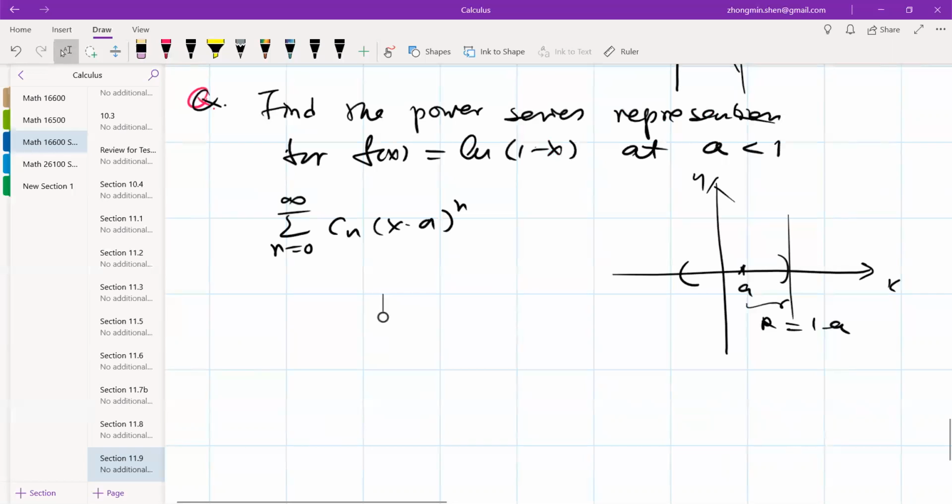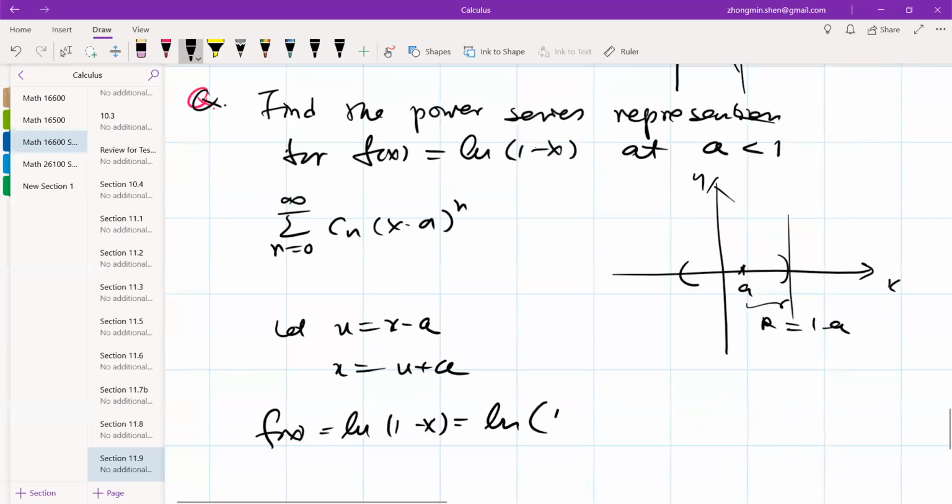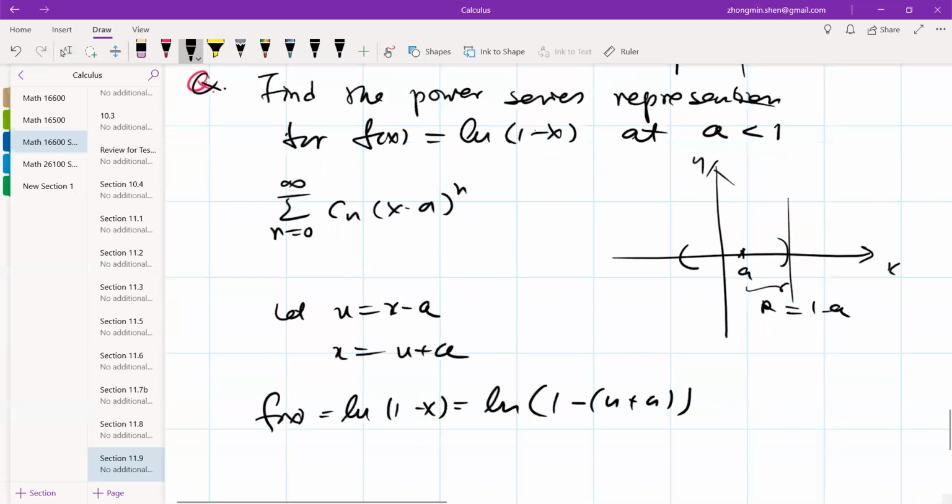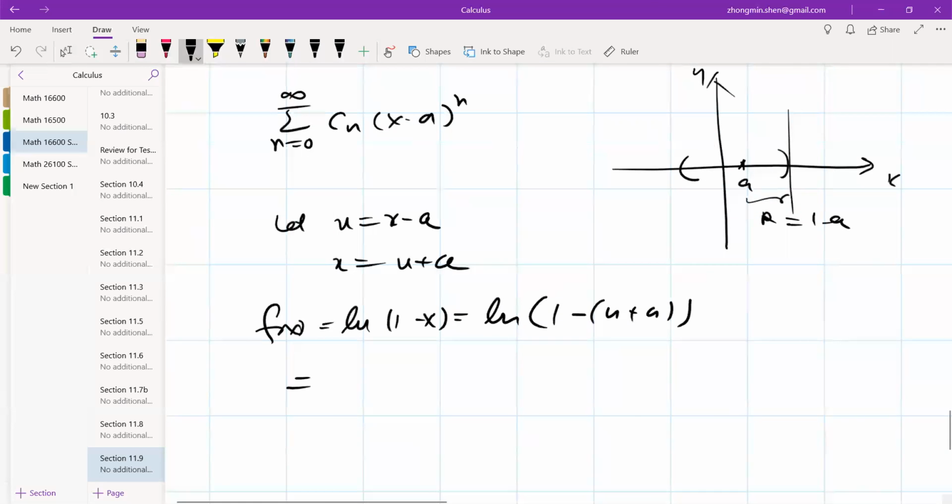So I'm going to let u be x minus a, right? Then x is going to be u plus a. So f of x, which is natural log 1 minus x, is going to be natural log 1 minus u plus a. So that would be natural log 1 minus a minus u.